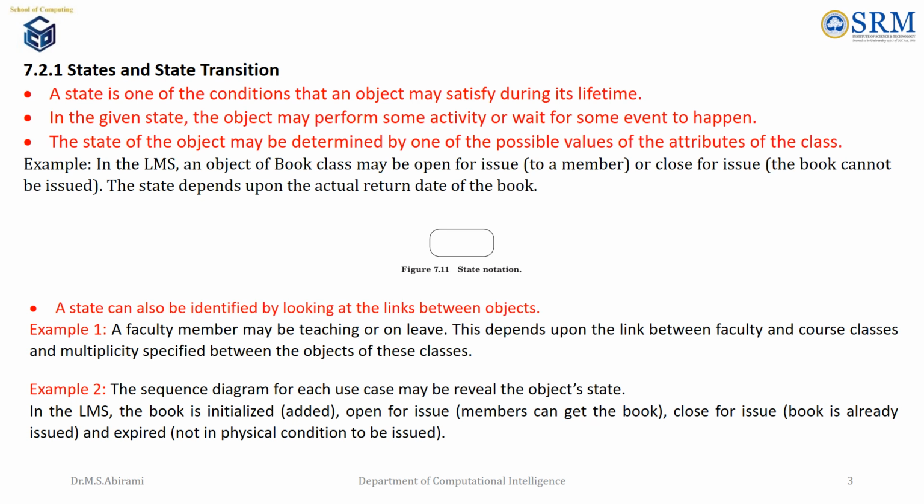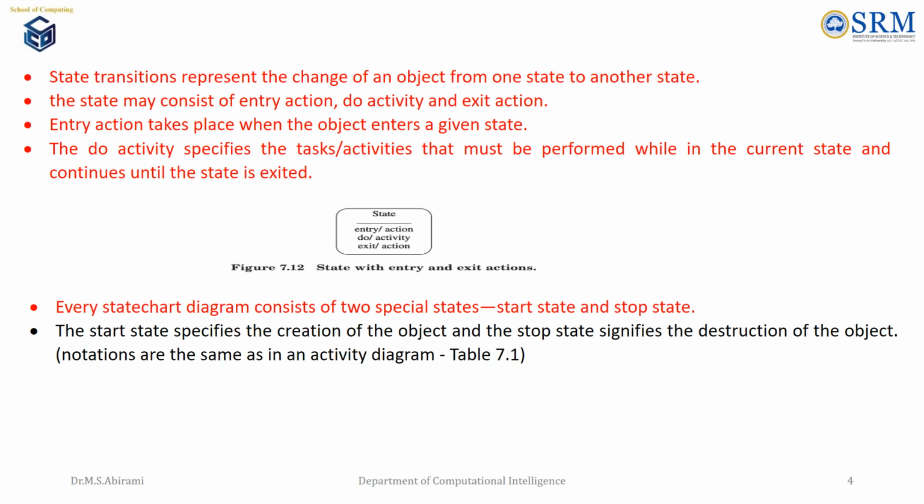Again, in the library management system, the book is initialized, that is, added; open for issue, that is, members can get the book; closed for issue, that is, the book is already issued; and expired, that is, not in physical condition to be issued. State transitions represent the change of an object from one state to another state.